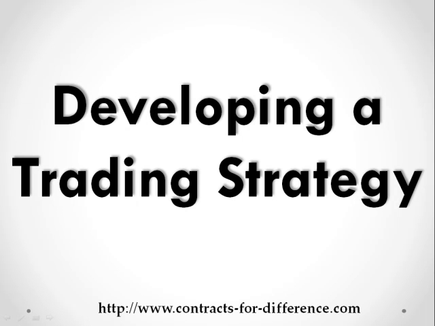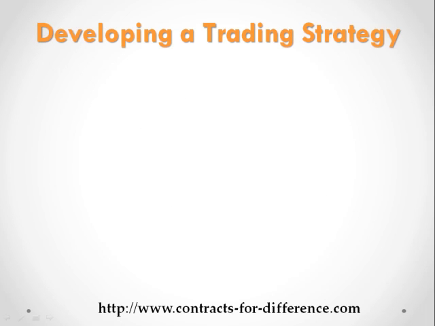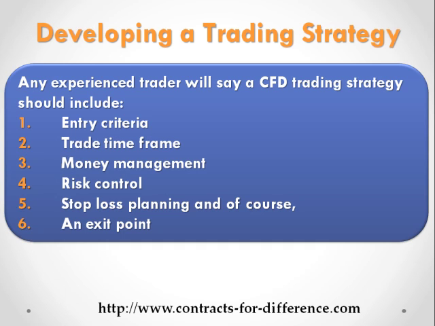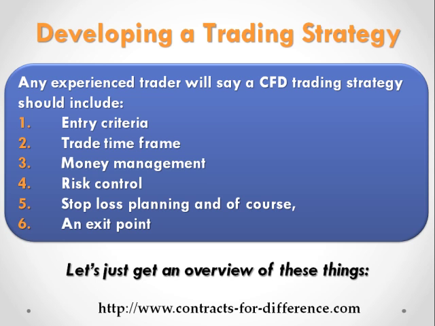Developing a trading strategy. Any experienced trader will say a CFD trading strategy should include: 1. Entry criteria, 2. Trade time frame, 3. Money management, 4. Risk control, 5. Stop loss planning, and of course 6. An exit plot. Now let's just get an overview of these things.